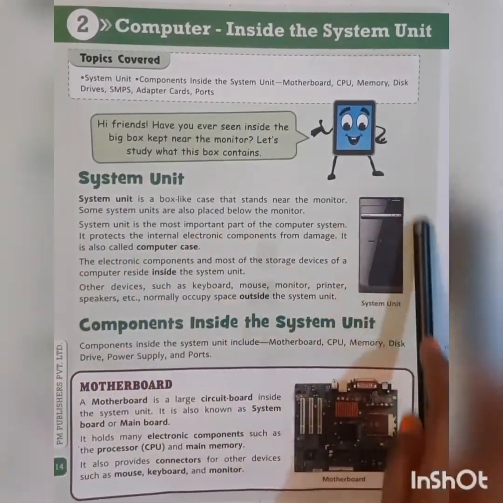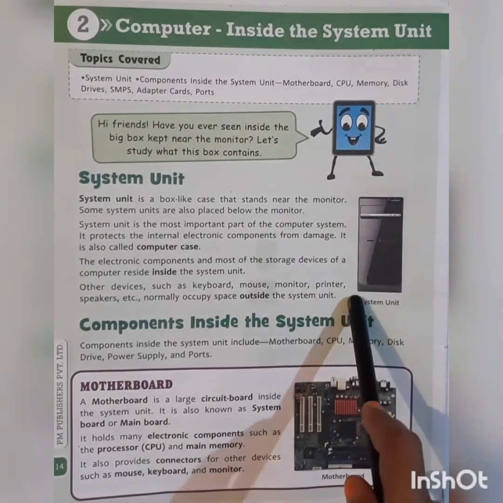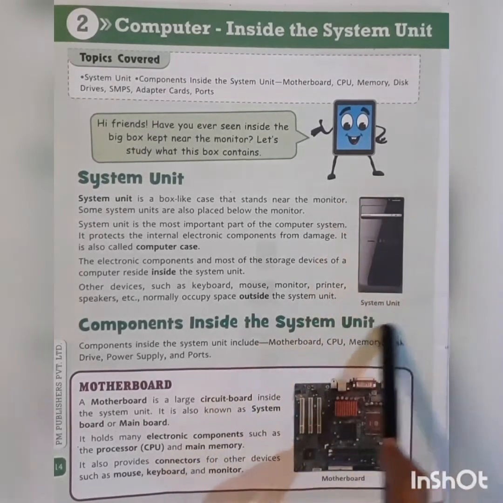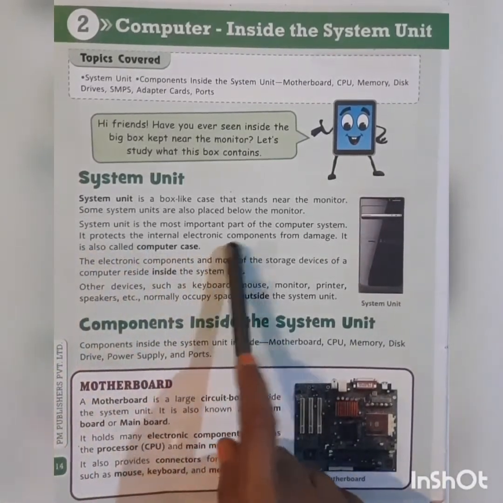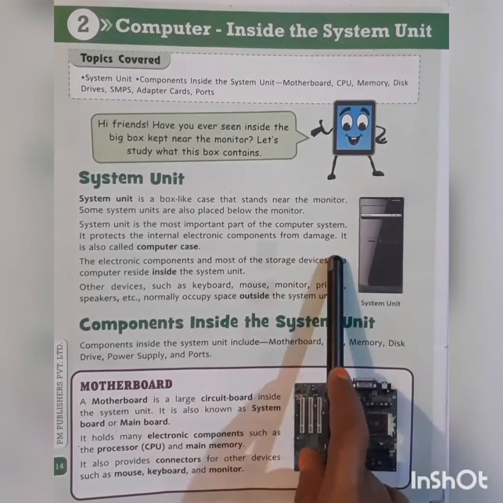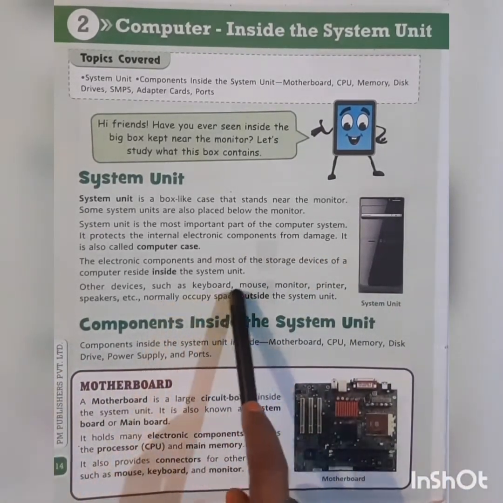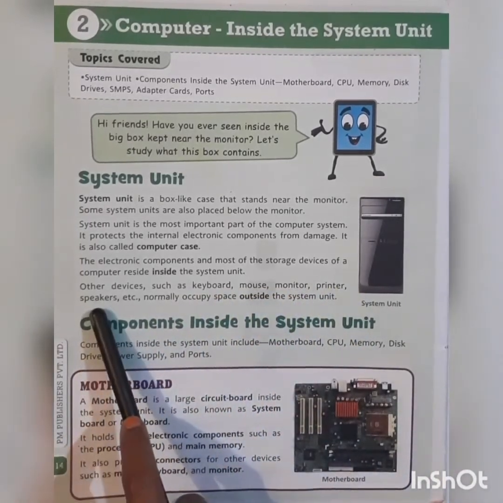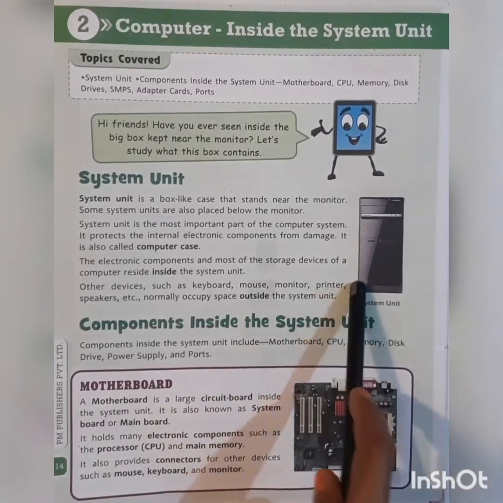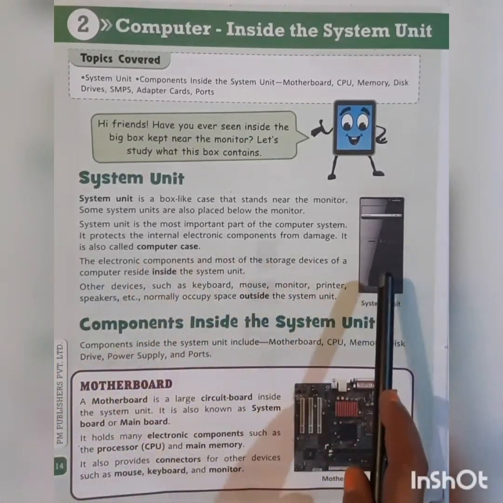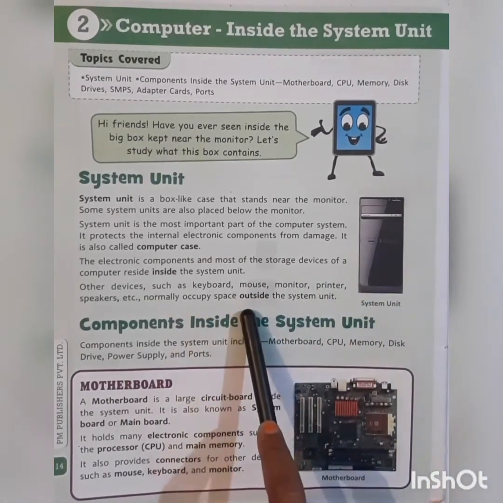What is system unit? System unit is a box-like case which you have seen inside the computer lab. It is attached to the monitor actually. Its function is to protect the electronic components from damage. It is also known as computer case. Other devices such as keyboard, mouse, monitor, printer, speaker, etc. normally occupy space outside the system unit. It means these devices don't lie inside the system unit. They are attached to the system unit.